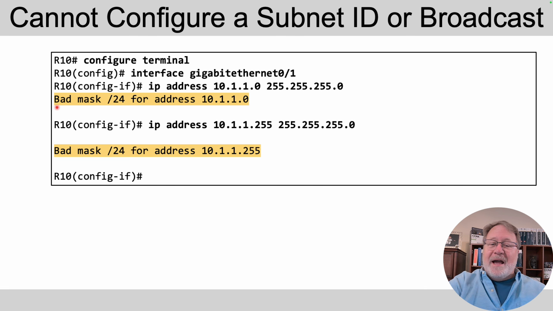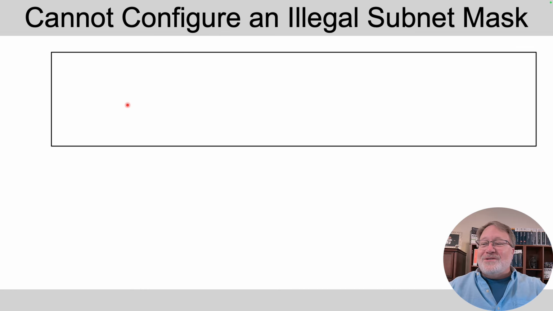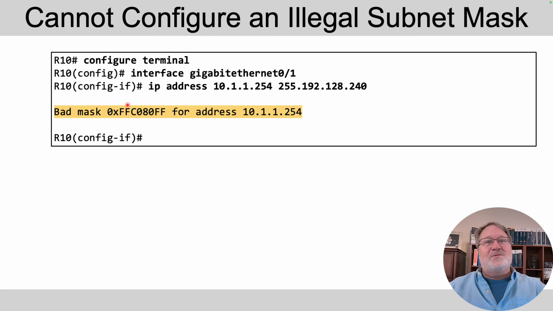All right, so it's not very smart about telling you what your problem is. But if you see bad mask in response to your IP address command, chances are you typed an incorrect subnet ID or an incorrect number that happens to be a subnet broadcast address, particularly when it says bad mask with a /24 style mask, prefix style mask. You can also make this other mistake, which is probably harder to make because it would just look weird to you, if you use an illegal subnet mask.